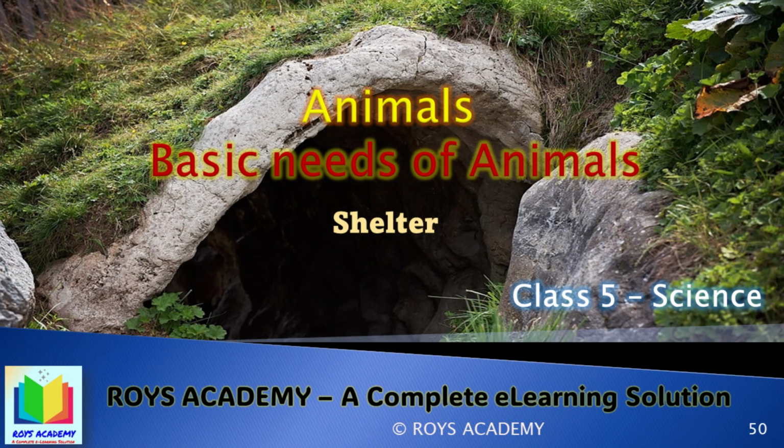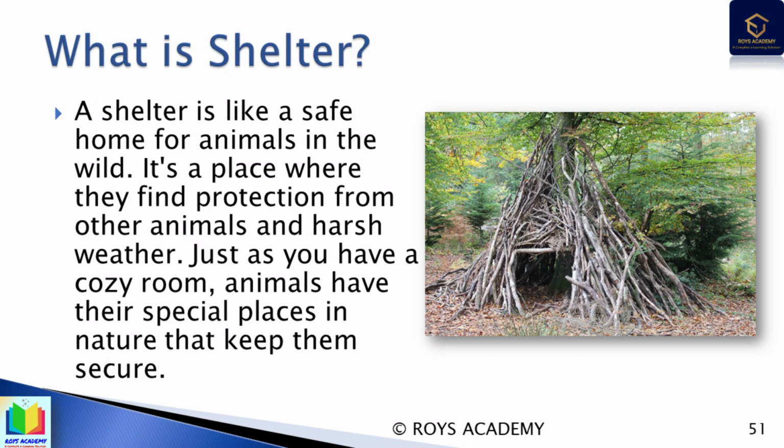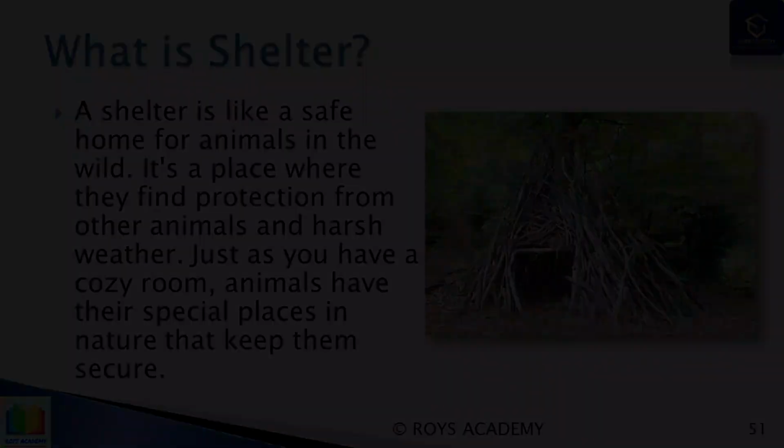Shelter, a haven for animal safety and comfort. 1. What is shelter? Definition: a shelter is like a safe home for animals in the wild. It's a place where they find protection from other animals and harsh weather. Just as you have a cozy room, animals have their special places in nature that keep them secure.